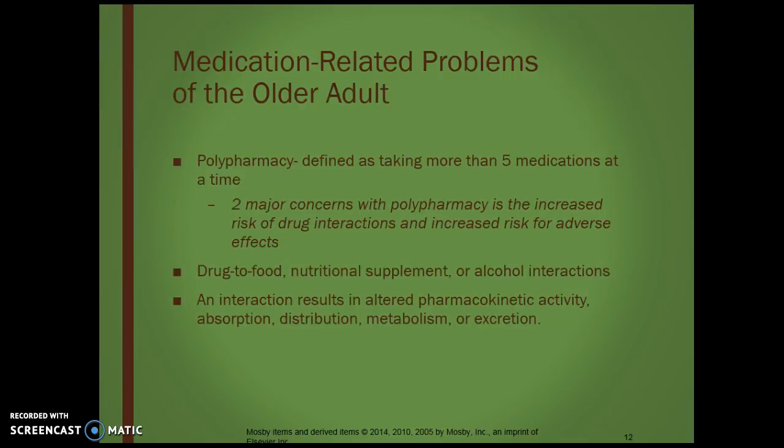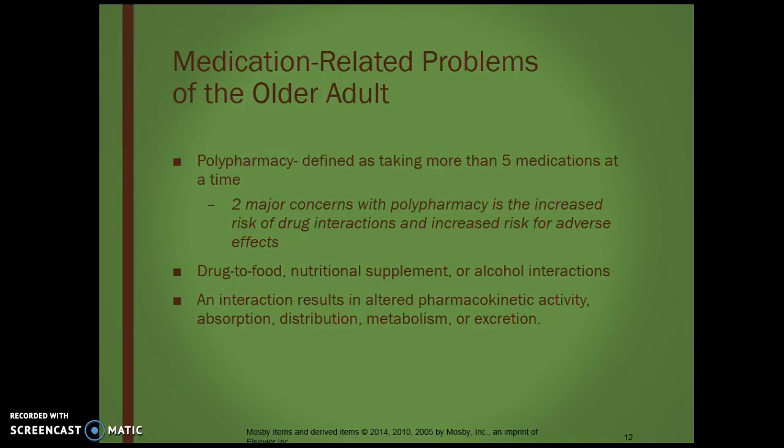Medication-related problems of the older adult. So polypharmacy is defined as taking more than 5 medications at a time. Two major concerns with polypharmacy are the increased risk for drug interactions and increased risk for adverse effects. Drug to food, nutritional supplement, or alcohol interactions. Remember, there are a lot of drugs out there that can't be taken with grapefruit juice. So we have to look to see, is there any kind of drug to food interaction, and obviously alcohol interactions, and we learned quite a bit about that in mental health, especially with benzodiazepines and other addictive substances or things that cause sedation.